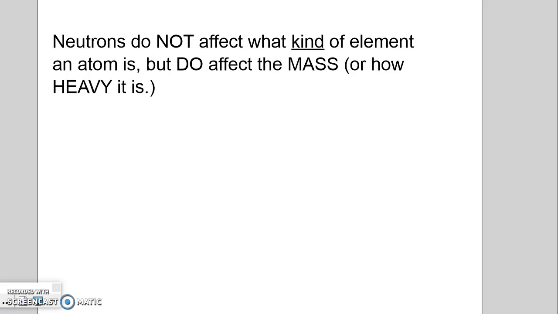We just learned how protons affect what kind of an atom the atom is, and neutrons, first thing we should know, do not. The number of neutrons does not affect what kind of an element it is. If you have 6 protons, you're carbon, and it does not then matter how many neutrons you have. You're always going to be carbon. They do, however, affect the mass. Neutrons will affect how heavy an atom is. Not all atoms of the same element weigh the same, and so we're going to look at that.